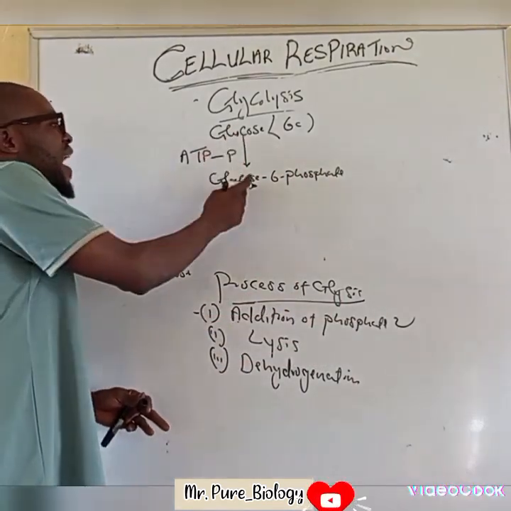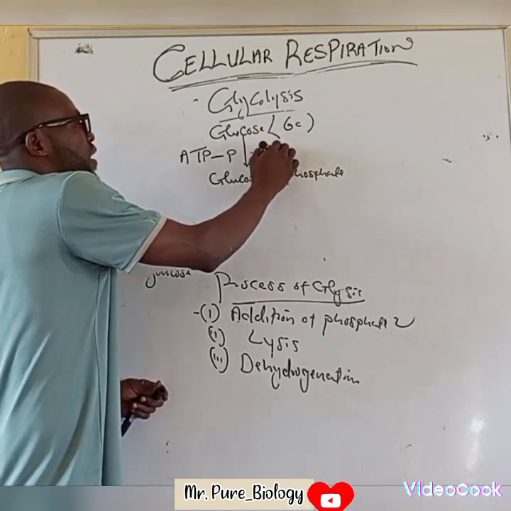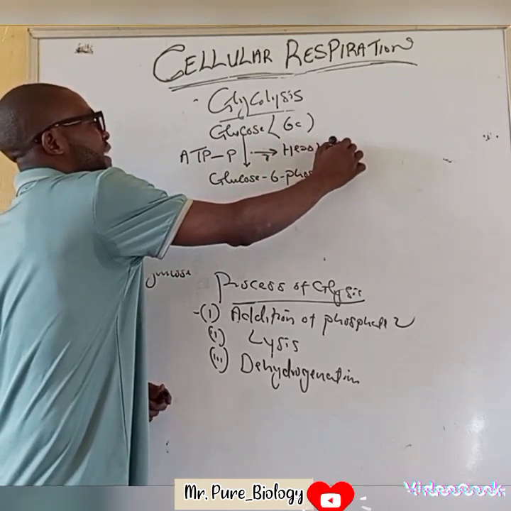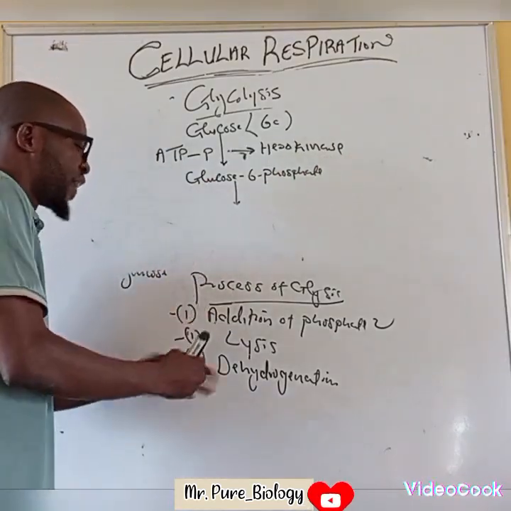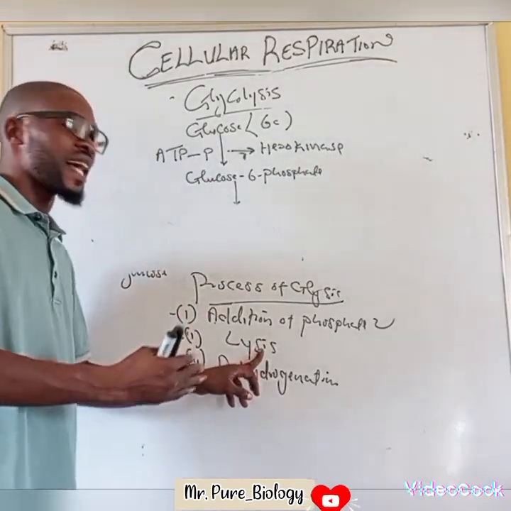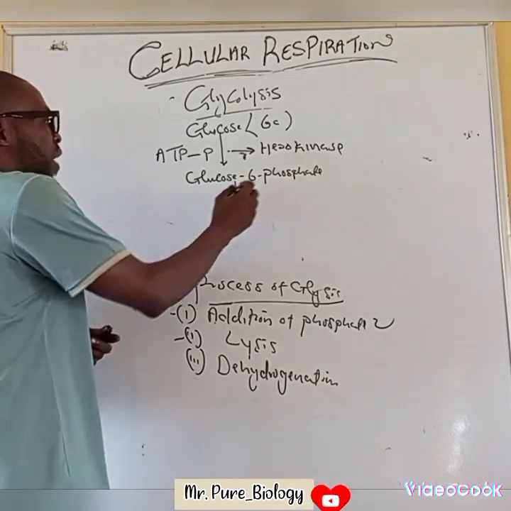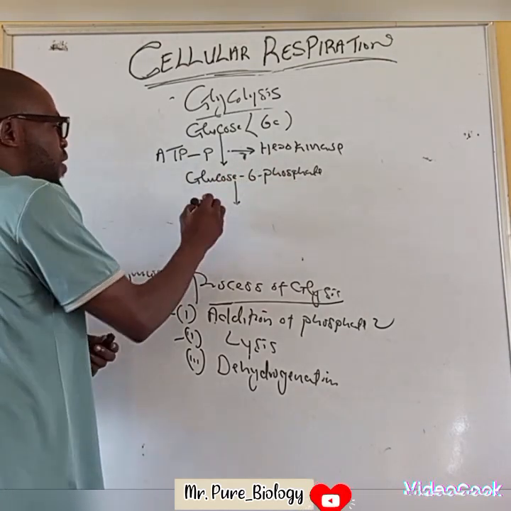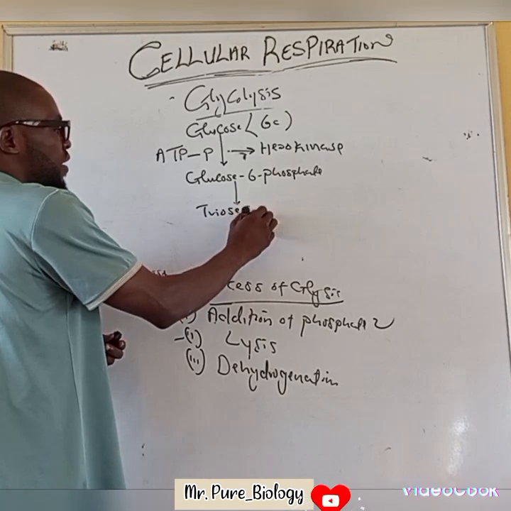And this reaction is controlled by the enzyme hexokinase. Now glucose 6 phosphate will undergo lysis. I said lysis has to do with the breaking down of a thing. Now, we are going to have 2 molecules of triose sugar. You can just call it triose sugar.